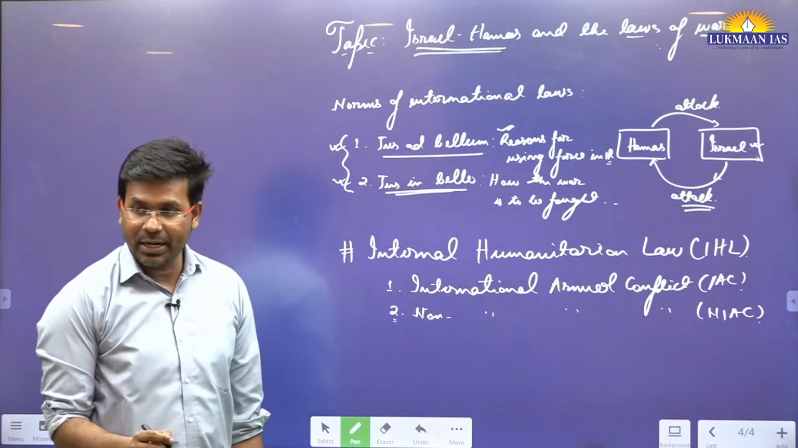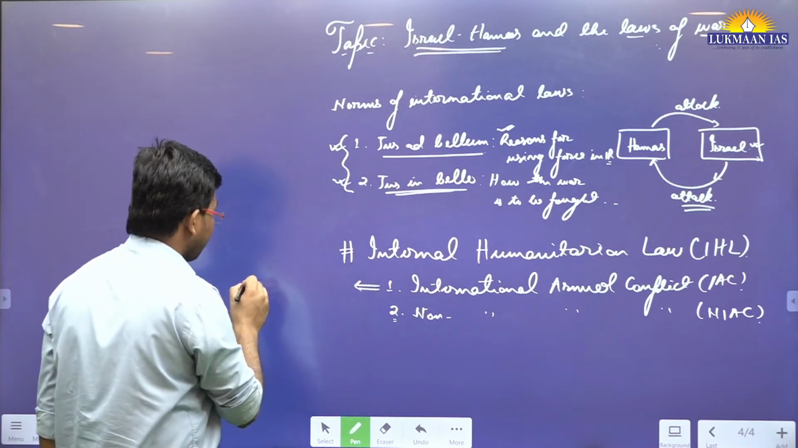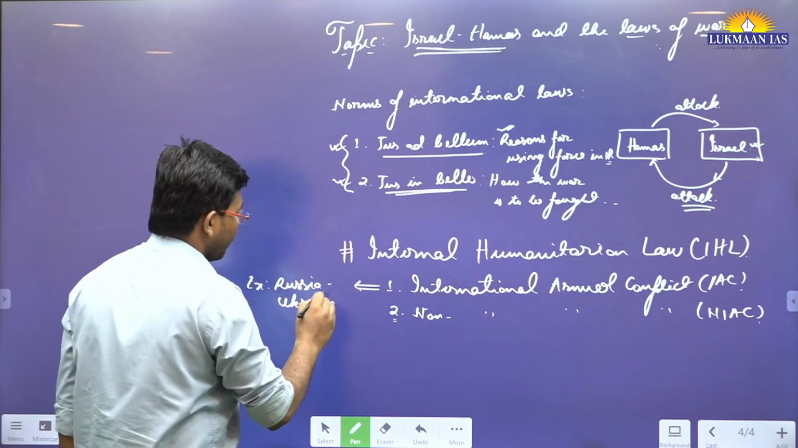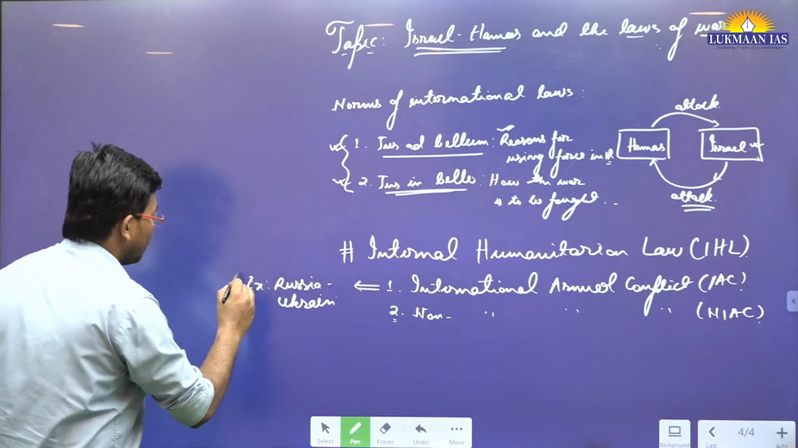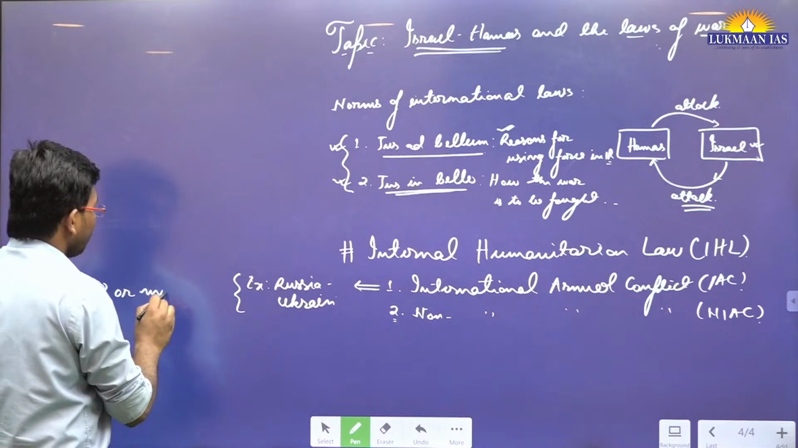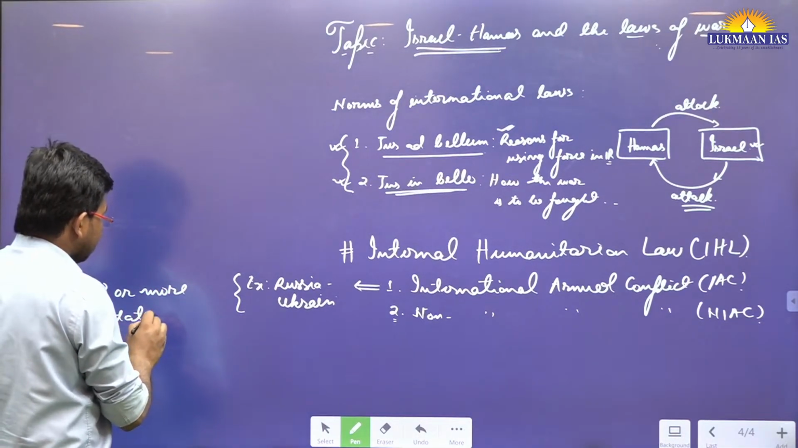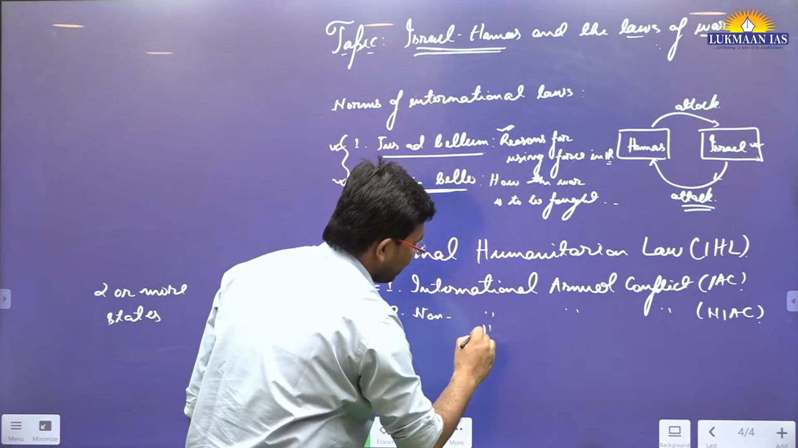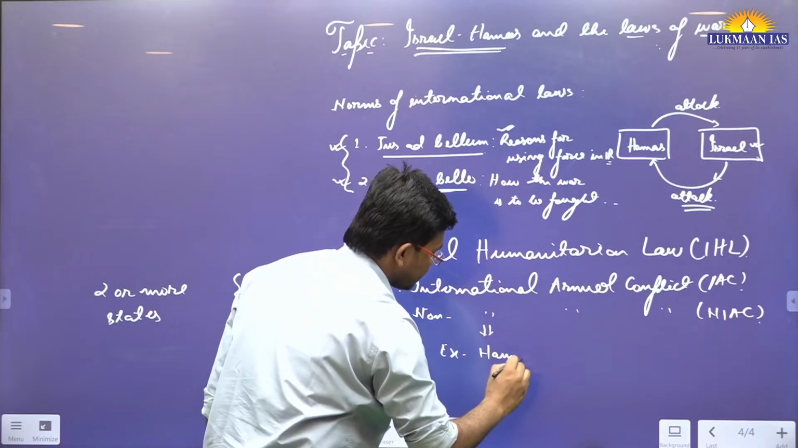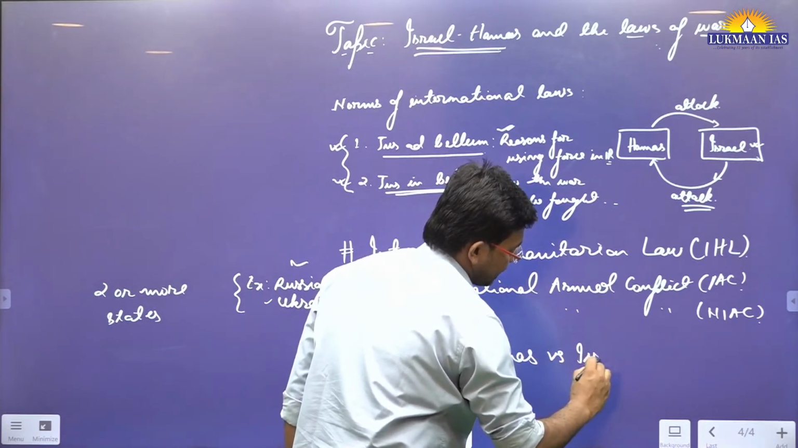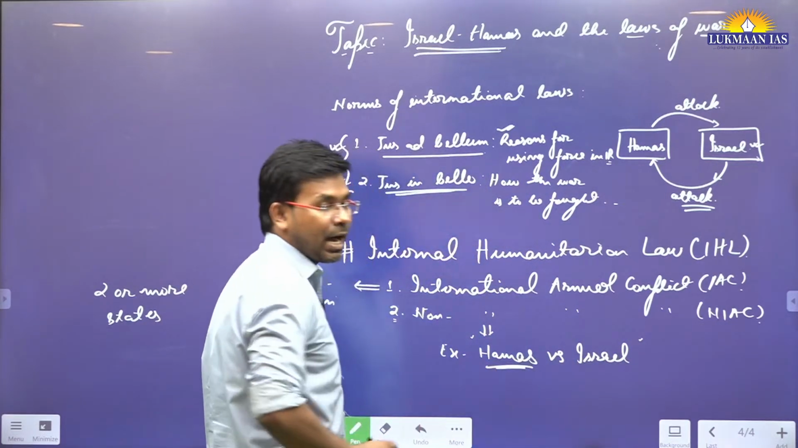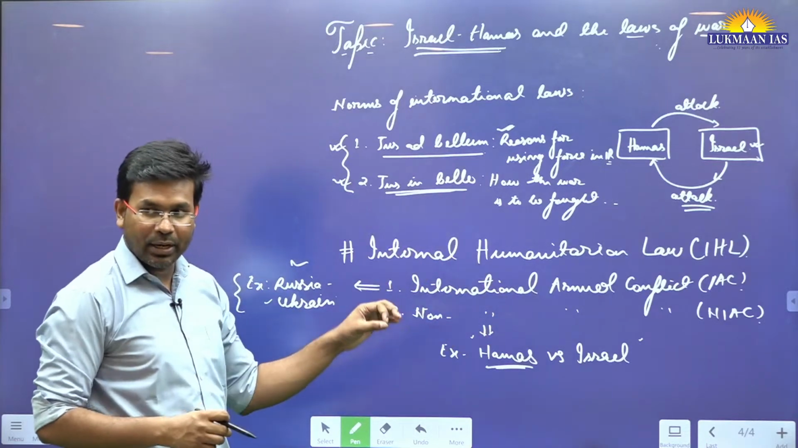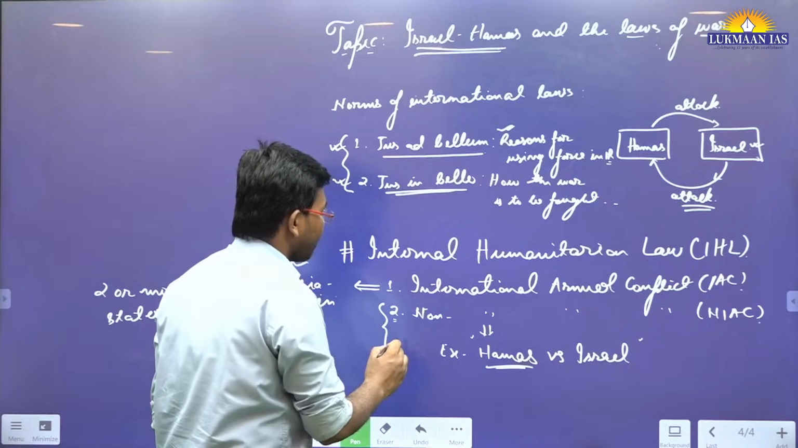If we talk about an example of international armed conflict, the example is the Russia-Ukraine war. In international armed conflict, generally two or more states are involved in war. Russia is a state, Ukraine is a state. But for non-international armed conflict, the example would be Hamas versus Israel, because Hamas itself is not a state. It's an armed group. So whenever an armed group is fighting with a country, or a country is fighting with an armed group, that is non-international armed conflict.